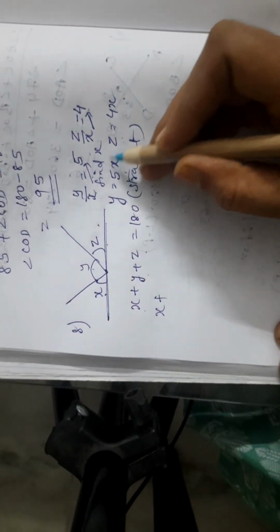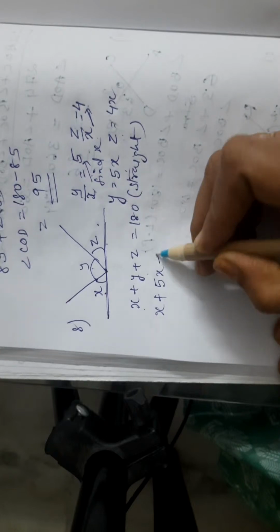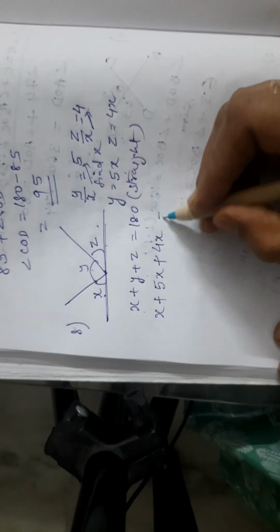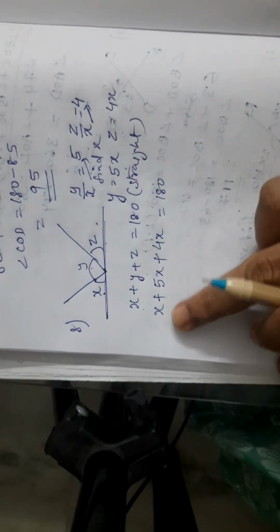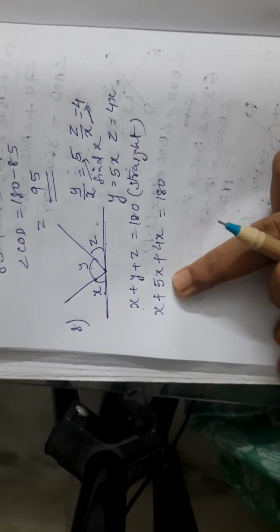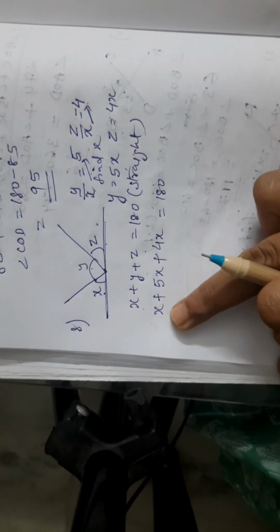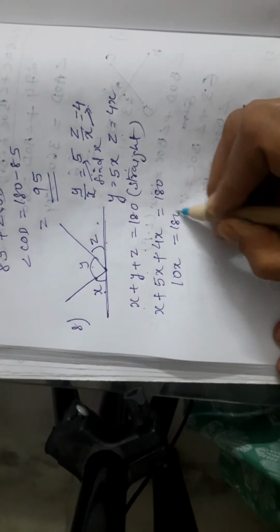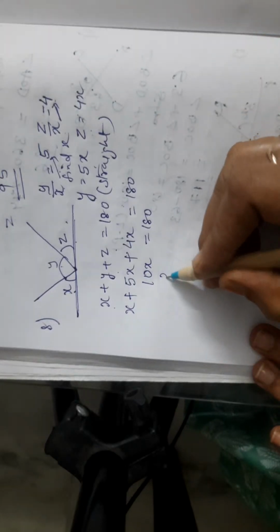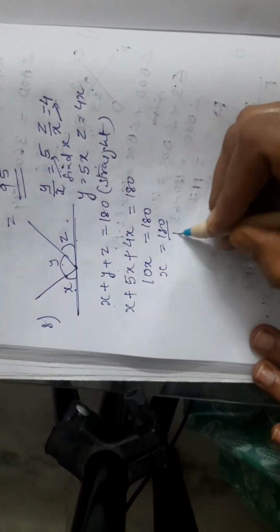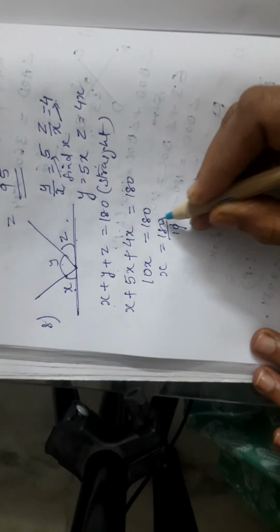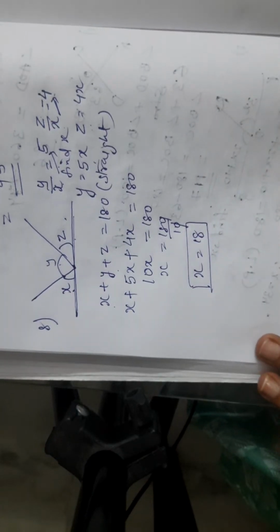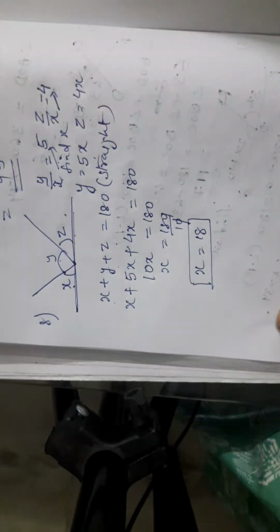Replace y with 5x, z with 4x, and the sum is 180. If we add them all together, 5 plus 4 is 9, 9 plus 1 is 10. Total is 10x. 10x is 180. So the value of x will be 180 divided by 10. The zeros will get cancelled. Final answer is 18. This is how we calculated the angle.